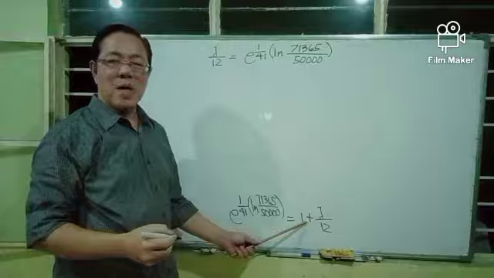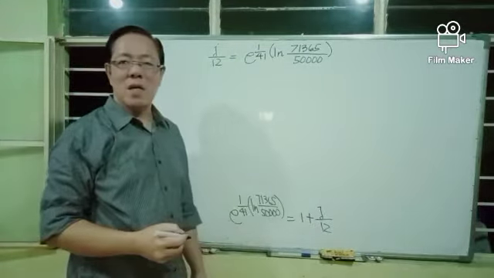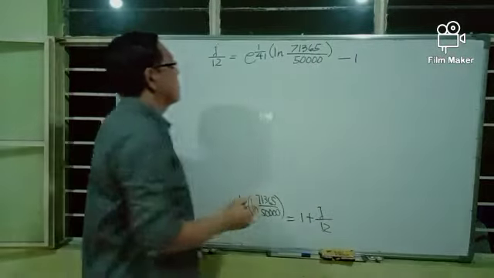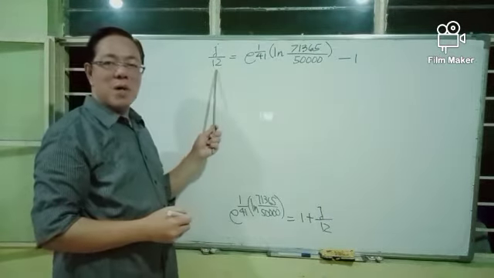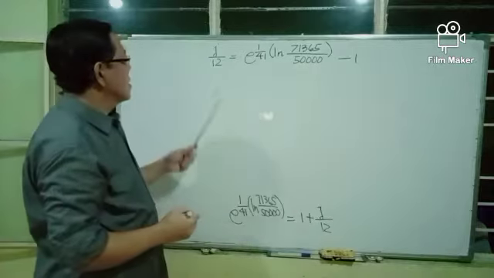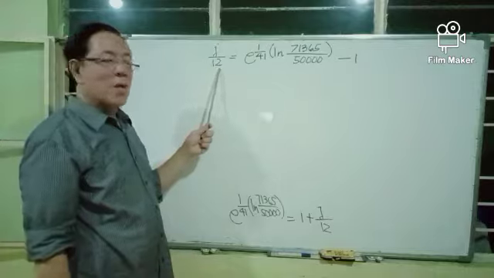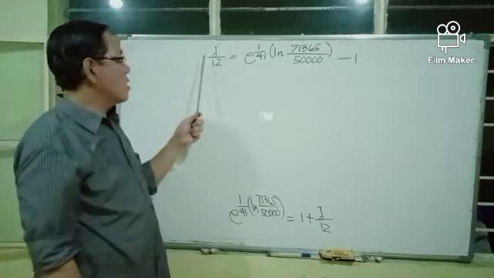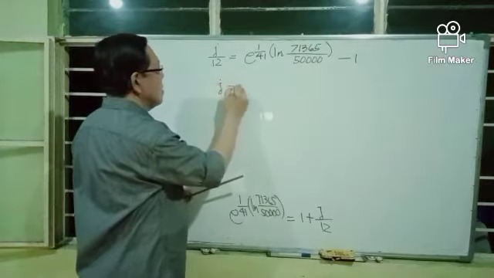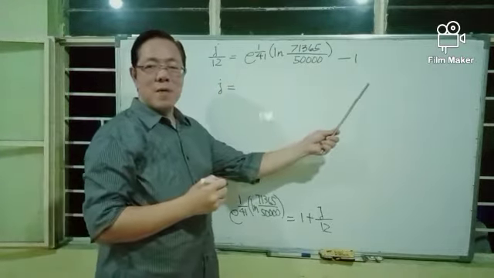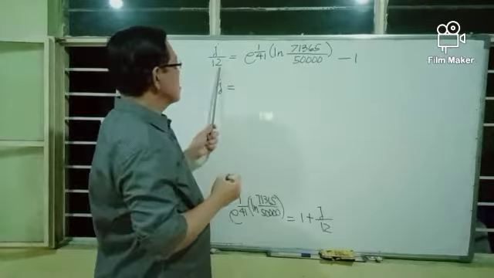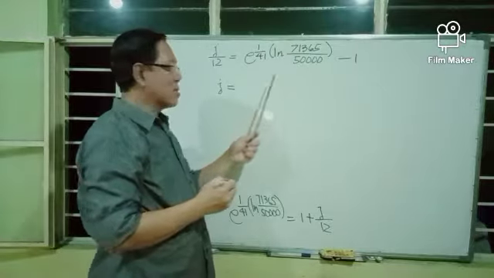Now we transpose positive 1 to the left hand side and it becomes minus 1. And to eliminate 12 here, we multiply both sides of the equation by 12. If we multiply the right hand side by 12, 12 over 12 is 1, and we would get j. And the left hand side, we multiply by 12, or cross multiply. 12 multiplied by the left hand side.